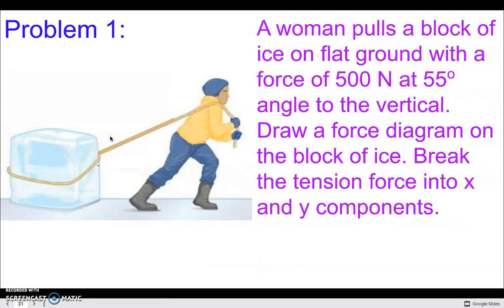Got a couple practice problems here. A woman pulls an ice block on the ground with a force of 500 newtons at a 55-degree angle to the vertical. Draw a force diagram on the block of ice. Break the tension force into x and y components.